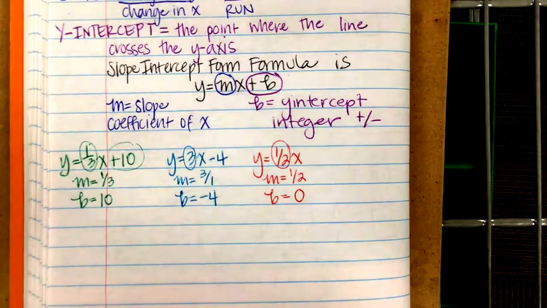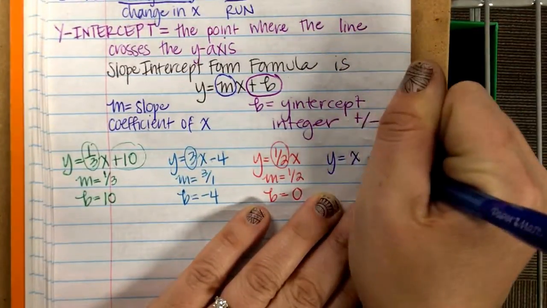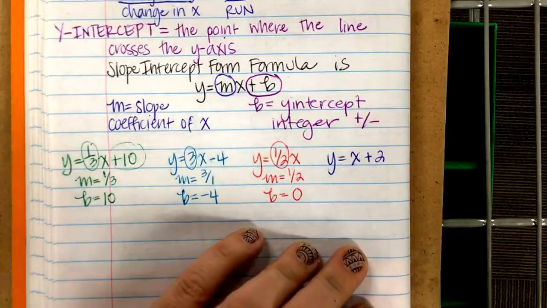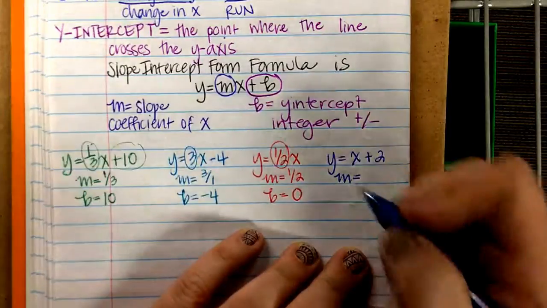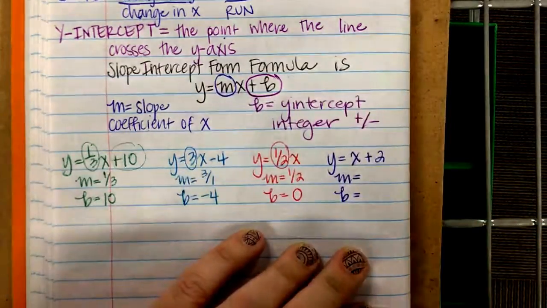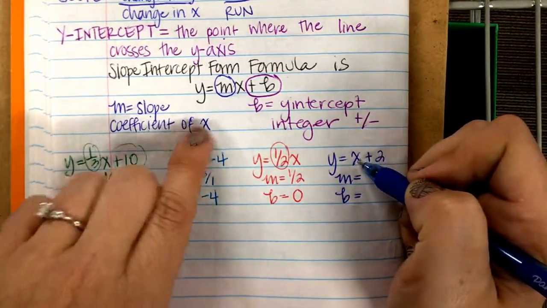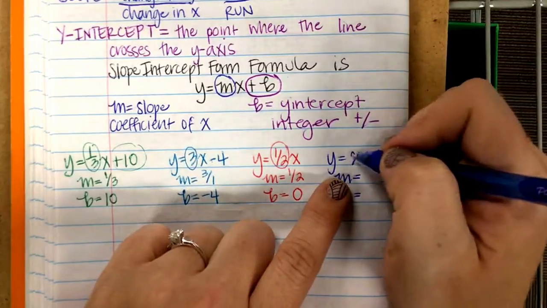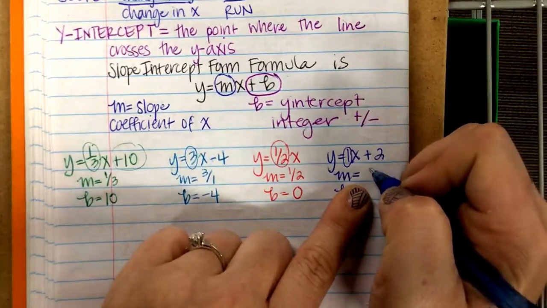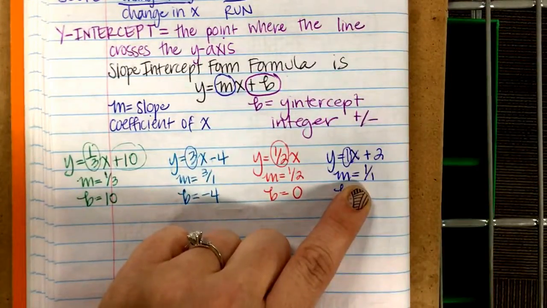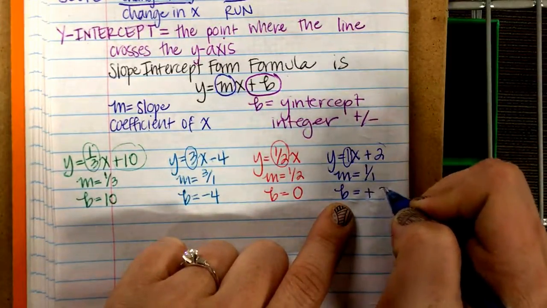Let's try this one. Y equals x plus 2. So the m is your coefficient of x, and your b is your plus or minus your integer. So if I look, what's the coefficient of x? How many x's are there? What's the coefficient? 1, it's hiding. So what's the fraction? 1/1. And what's the intercept? What's being added or subtracted? Plus 2.